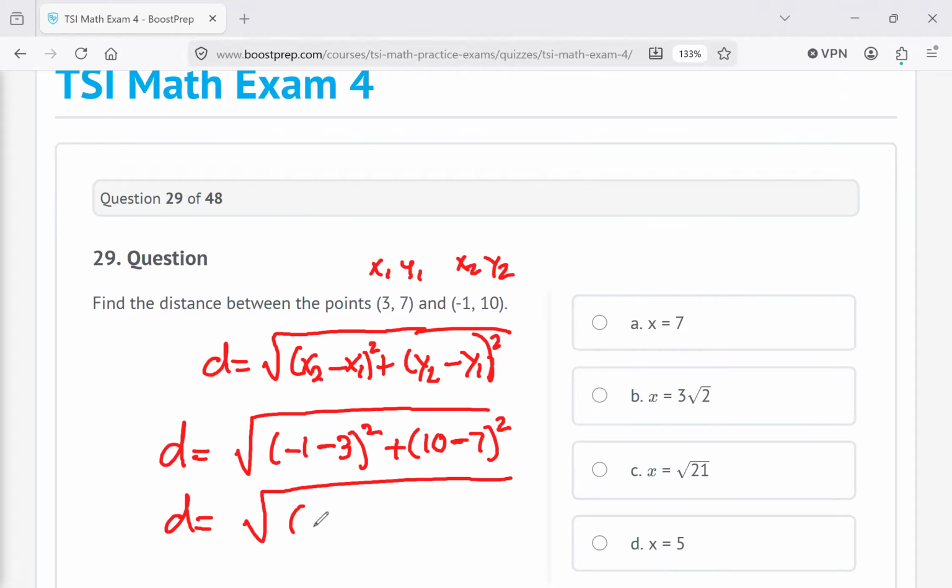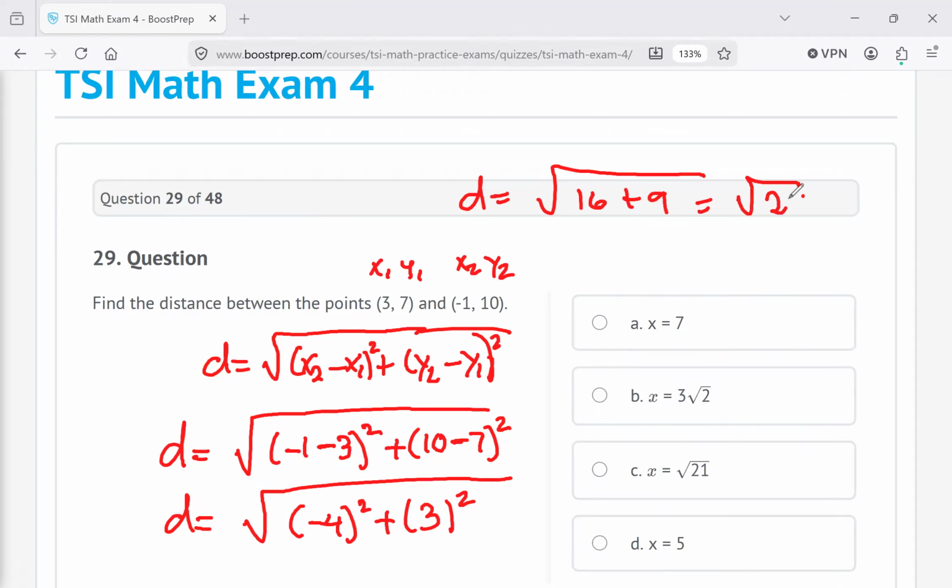Negative 1 minus 3 is negative 4, squared. 10 minus 7 is 3, squared. Negative 4 squared is 16, plus 9, which is 25, and the square root of 25 is 5.